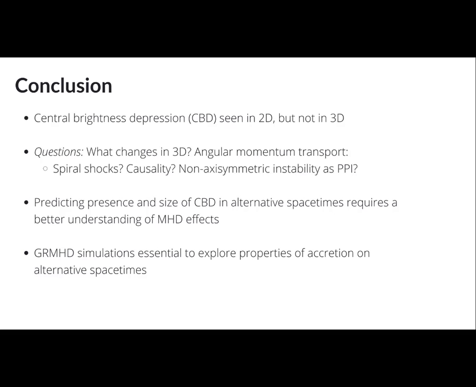But well, the lesson that we learn from this is that in the end, predicting the presence and the size of a central magnetic suppression in alternative spacetimes probably requires an even better understanding of the magnetohydrodynamic effects, and that GRMHD simulations are still essential to explore the properties of accretion on alternative spacetimes.